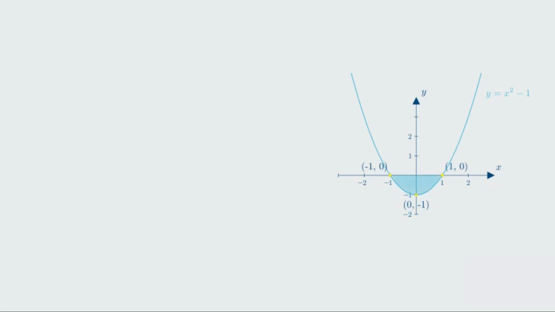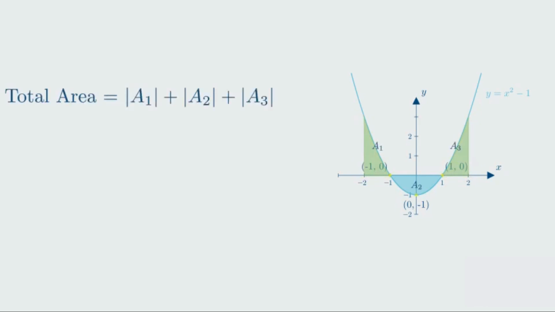The area from x equals -1 to x equals 1 is clearly below the x-axis, meaning a definite integral over this interval would give a negative result. However, the areas from -2 to -1 and from 1 to 2 are above the x-axis, and their definite integrals would be positive. The total area is the sum of the absolute values of these 3 separate areas. Let's calculate each of these 3 areas separately.